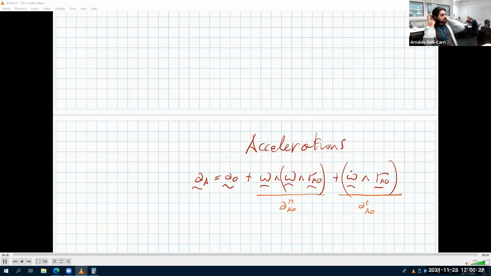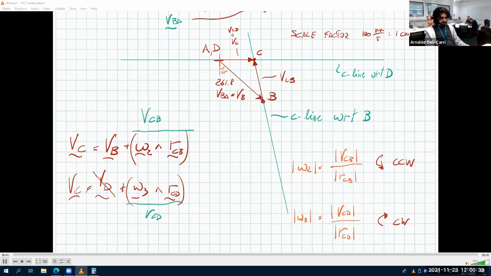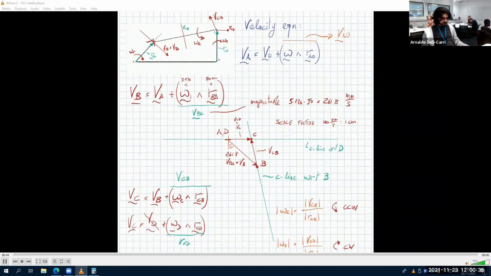Agreed? You said it was going counterclockwise and clockwise. Could you go back to that? Yes. For the diagram, from B to D, it goes upward. Yeah, so that's counterclockwise.